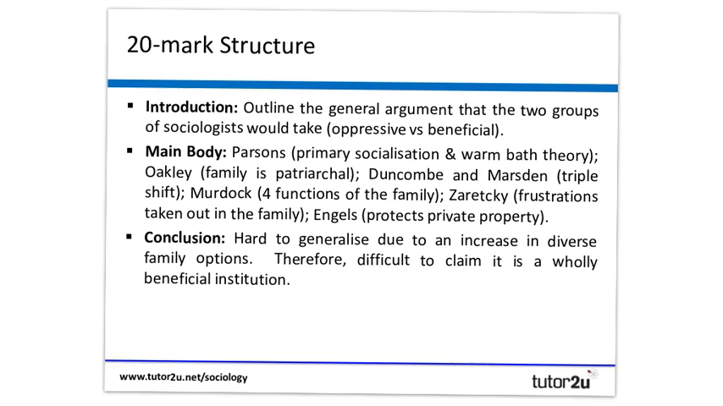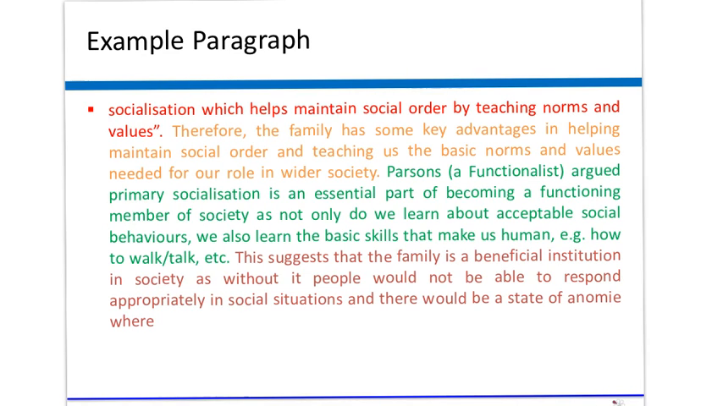Now, this is an example of a paragraph. So right at the top there, what we can see is actually a quote from the item. So, socialization which helps to maintain social order by teaching norms and values. Then we move into the explanation. So therefore, the family has some key advantages in helping maintain social order and teaching us the basic norms and values needed for our role in wider society.